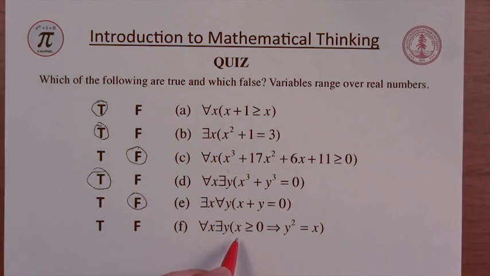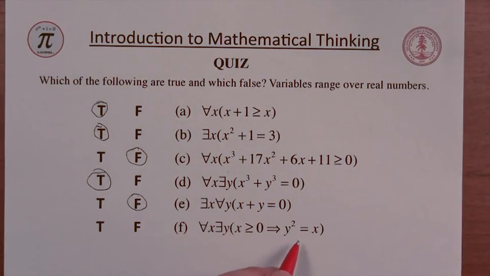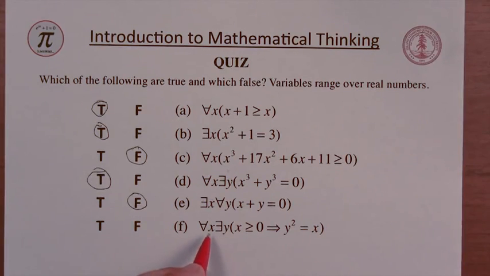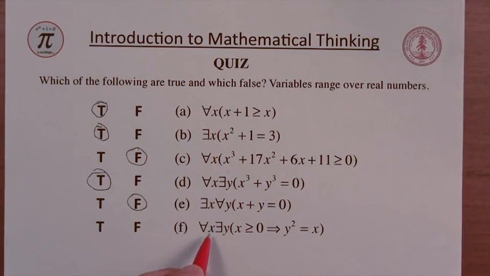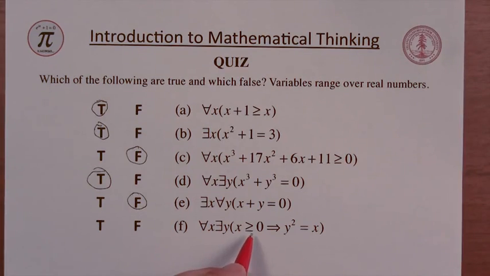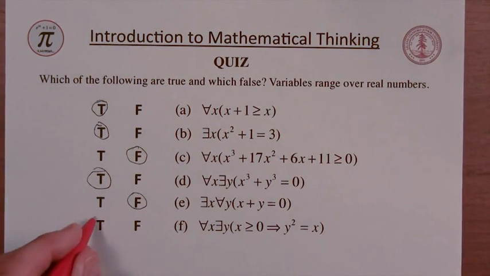What about this one? Is it the case that for all x there is a y such that if x is non-negative, then y squared equals x? Well, let's look. Supposing we took an x. If x was negative, then game over, because this conditional would be true. It would have a false antecedent. If that x was non-negative, then there is a y whose square is x, namely the square root of x. So whatever x we take, there's always going to be a y that satisfies this. It's true.